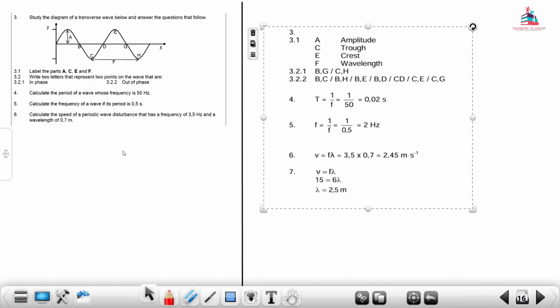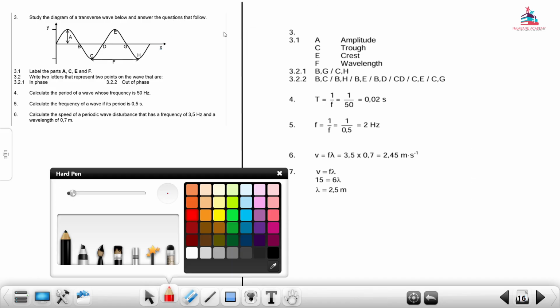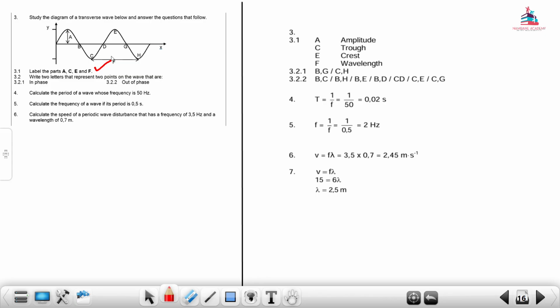So study the diagram below of a transverse wave and answer the questions that follow. So it says label part A to F. Like I said, you must know the labels of your waves. So here are your labels: amplitude, trough, crest, and wavelength, and then you need to write down the letters that represent points that are in phase and out of phase. So the ones that are in phase, we are saying it's B and G or C and H. And then 3.2.2, we are writing all the letters that are out of phase.